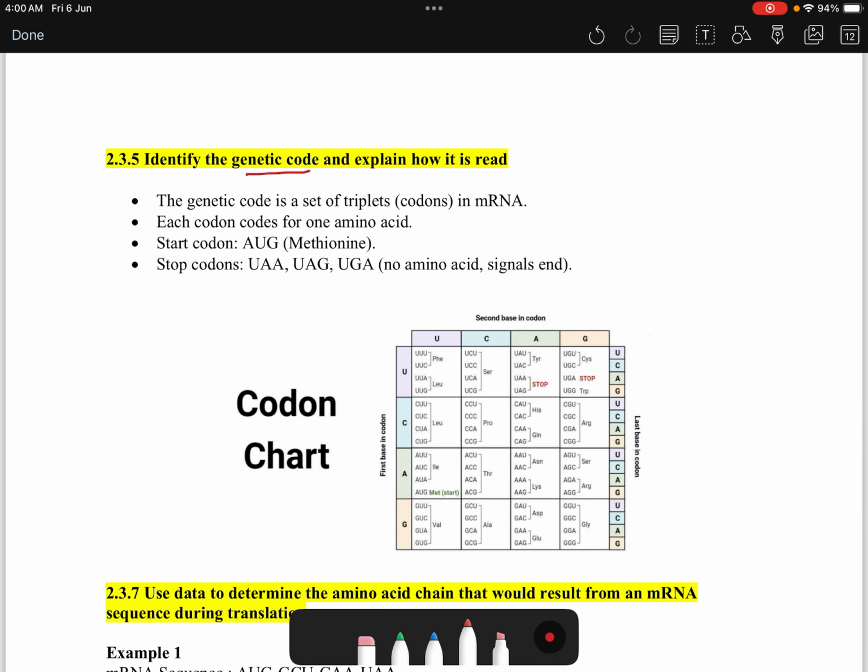Identify the genetic code and explain how it is read. Genetic code, how you define it? It is a triplet of nucleotides. So when you read the bases as 3, 3, it's a nucleotide. So when you read them as 3, 3, for example, ACG, AUG, or CGA, whatever, when you read them as 3, 3, it's called a code.